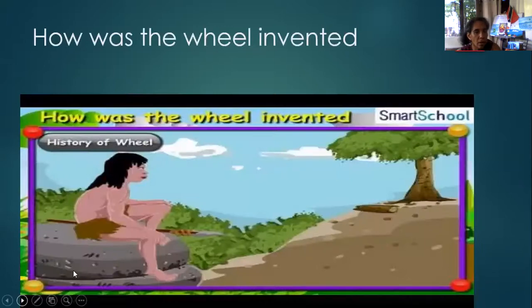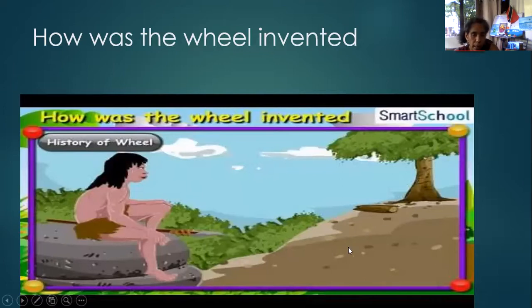But man did not stand still. So man, we talk about early man, right? He discovered a tree and the branch of the tree. He observed, he sat, he observed, and he saw that a branch of a tree was able to roll down. And it was able to roll down because of its shape. The shape of it is a circle.